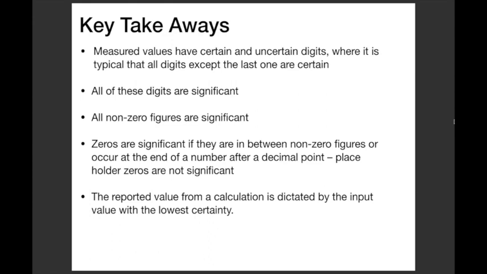So, all non-zero figures are significant. Zeros are only significant if 1, they're in between non-zero values, or 2, they're at the end of a number after a decimal point. If the zeros are simply placeholder values, they're not going to be significant. When doing calculations, the lowest certainty value is going to dictate how many significant figures you put in your reported value. So with addition, we look to the number of significant figures after a decimal point. For multiplication and division, we look at the number of significant figures in the various input values.